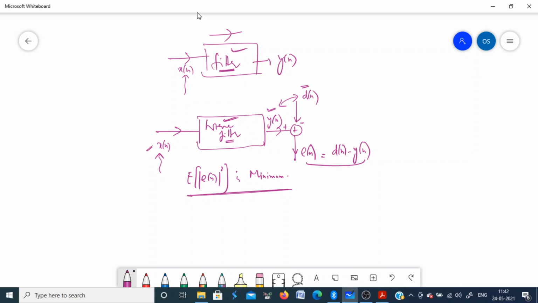For this, I don't know whether you are aware of this E operator or the random noise or random process. If you are aware of this, then you must understand the meaning of this expectation, which is called the mean value. Okay.